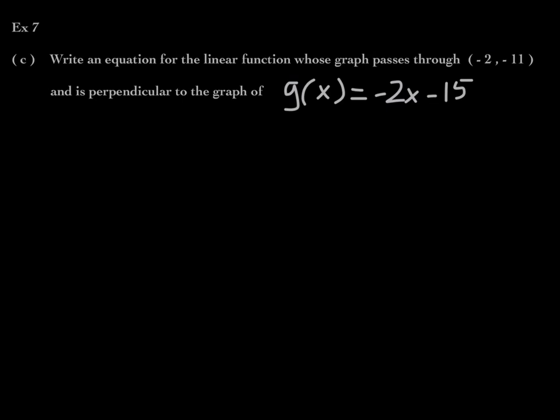All right, everybody, this is the last one. Write an equation for the linear function. There we go again. They're telling you what kind of function it is, which is very helpful. It's a linear function, so it has to be mx plus b, whose graph passes through -2, -11, so they gave you an x value and a corresponding y value, and is perpendicular to the graph of g of x equals -2x minus 15.